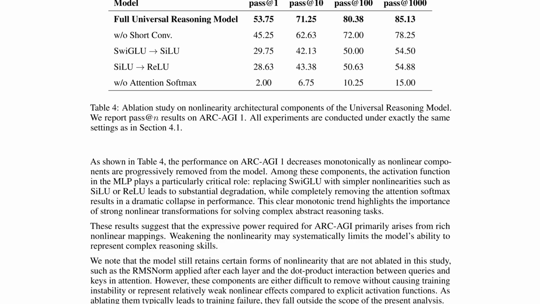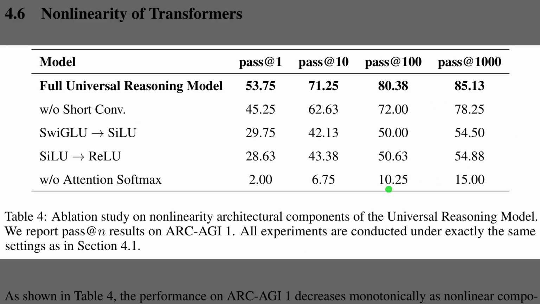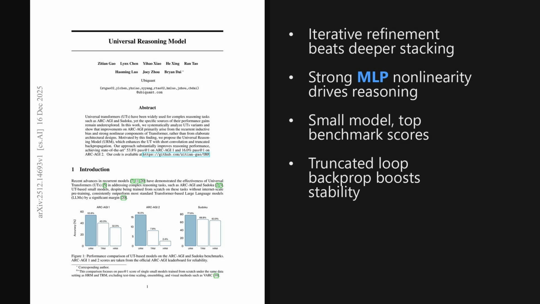Table 4 shows that strong nonlinearity is a make-or-break ingredient for ARC-AGI performance. The table lists ablations, which means the authors remove one component at a time to see what really drives accuracy. The full Universal Reasoning Model scores about 54 pass at 1, but removing the short convolution drops that to about 45. Replacing swiglu with simpler activations pushes pass at 1 down to about 29, and removing attention softmax collapses it to about 2.